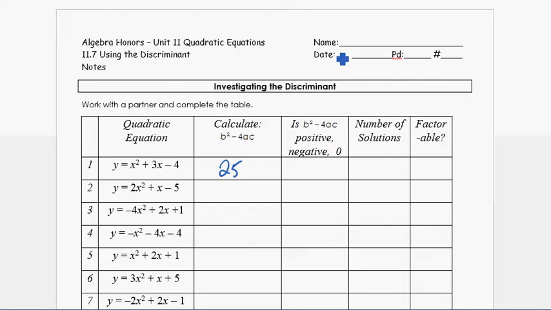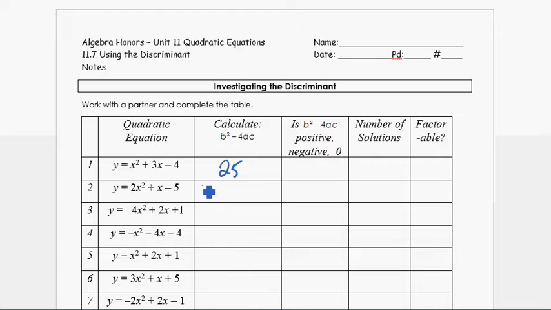Today's lesson is about the discriminant. So we're going to be talking about a value that will help us determine some information about the graph and the solutions to the graph. In using the discriminant, today we're going to investigate it by calculating b squared minus 4ac. When we calculate b squared minus 4ac, we've got our a, b, and c values.